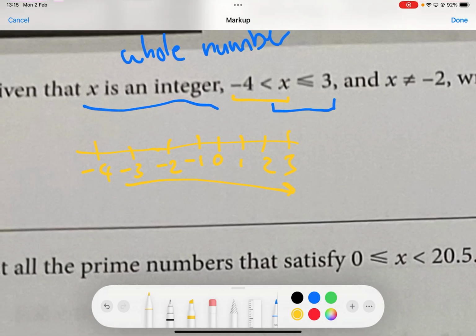So from the yellow, x can be -3, can be -2, can be -1, can be 0, 1, 2, 3, can be 4, can be 5 also. But because the blue says x must be smaller than or equal to 3, it can be here, here, here, and so on. But right now I have to satisfy both. So my x can only be from -3 to 3 only.